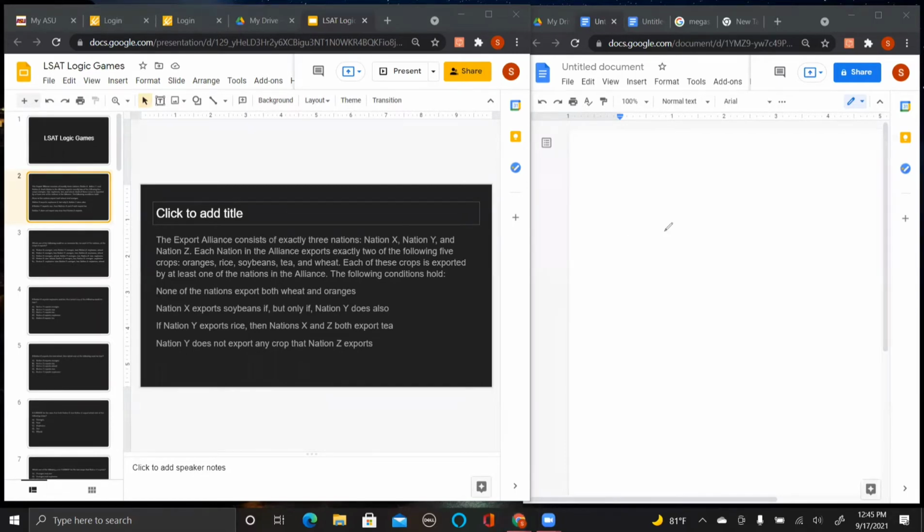The Export Alliance consists of exactly 3 nations. I'm going to be trying to draw with this thing, so I don't know how good it's going to look, but you'll know, ideally, what I'm drawing. Nations X, Y, and Z. Those are our 3.